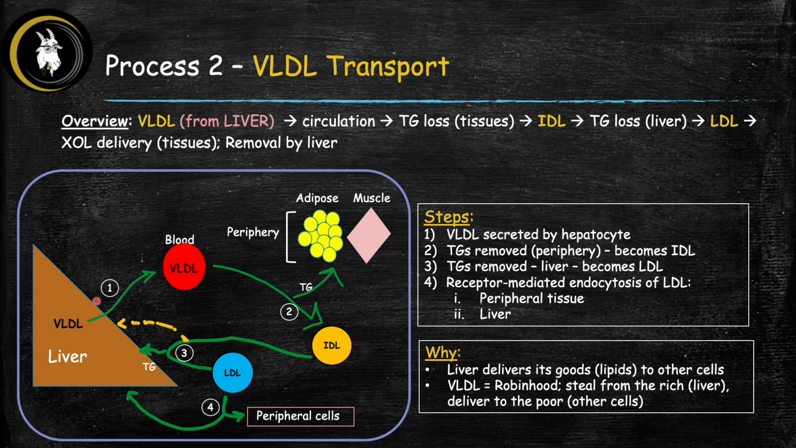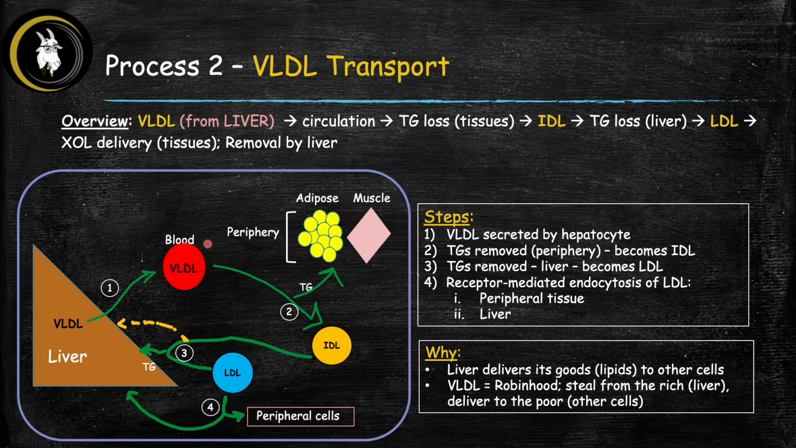So now let's look at the steps in this process. So we're starting in the liver because this is where VLDL is made, synthesized, and secreted, and it's going to be in step 1 here, secreted directly into blood. So this is one important difference between VLDL and chylomicrons, because remember that chylomicrons were secreted into the lymphatics first. Here with VLDL, it's being secreted directly into blood. So that's one important difference.